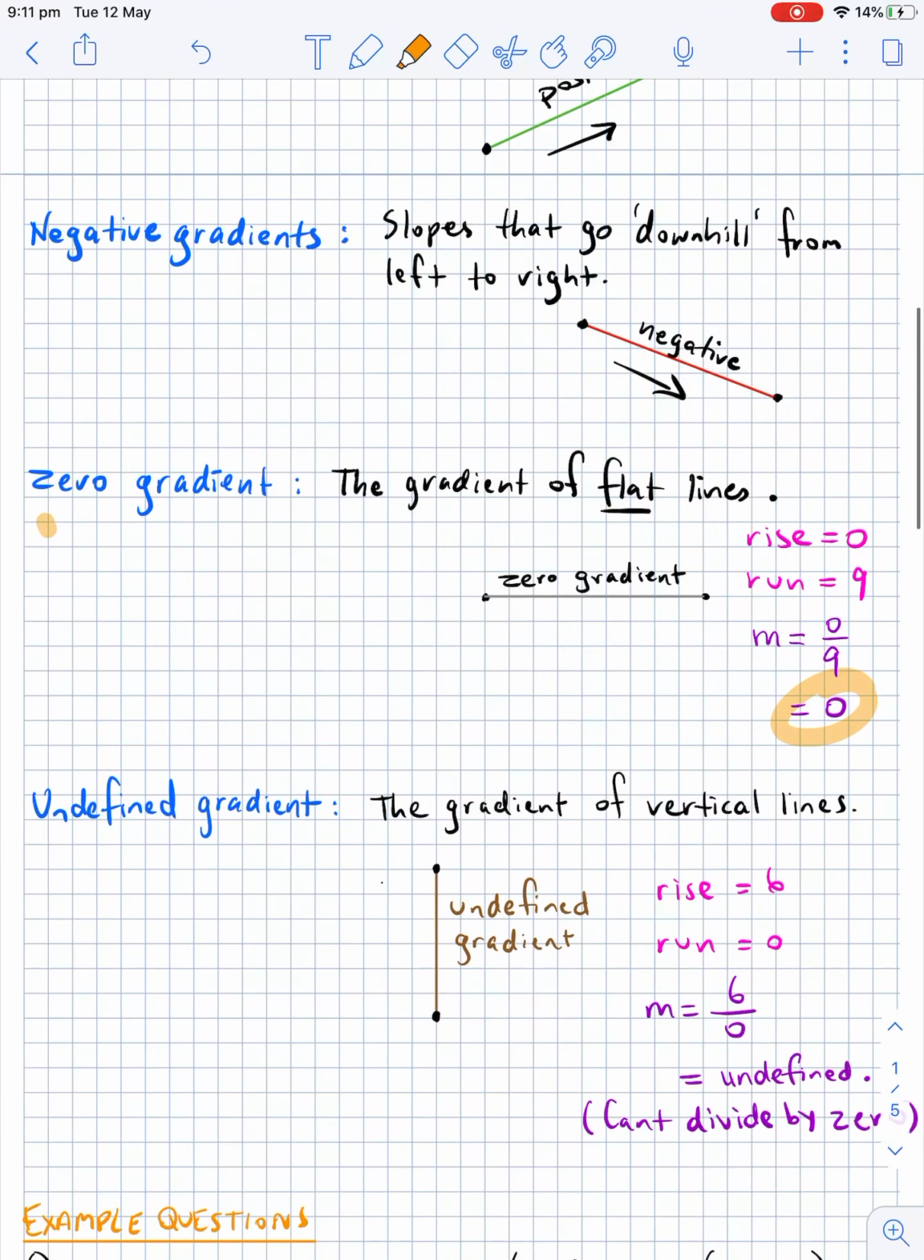Next one is a 0 gradient. So it's the gradient of a flat line. So here we've got a 0 gradient line, it's flat. And the reason is because it doesn't rise at all, it's always flat, so the rise is 0. And we can see that it runs along 9. And so gradient's going to be 0 divided by 9, and that's going to be equal to 0. So that's why the gradient is 0.